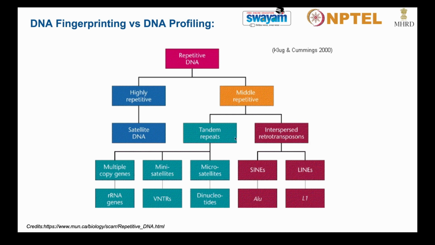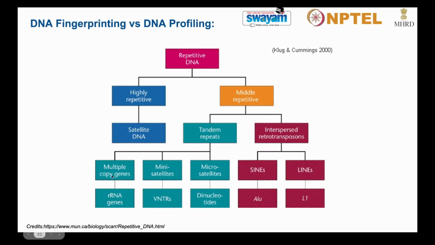So tandem means which are present with one another in the tandem manner. Whereas interspersed means that they are distributed unevenly, and it is not necessarily present in the form of tandem. Tandem can also be looked at as consecutive order, or things that are arranged one after another. So interspersed means it is spread out, it is not present one after the other.